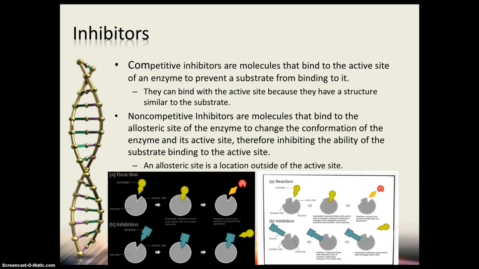Inhibitors. Competitive inhibitors are molecules that bind to the active site of an enzyme to prevent a substrate from binding to it. They can bind with the active site because they have structures similar to the substrate.